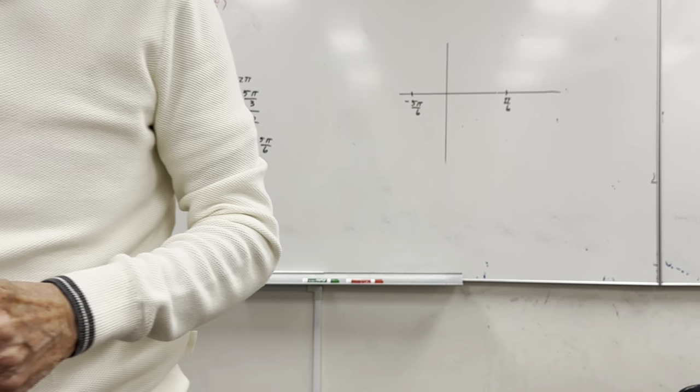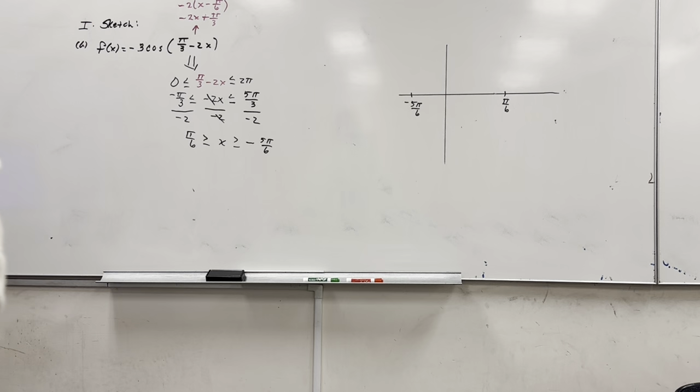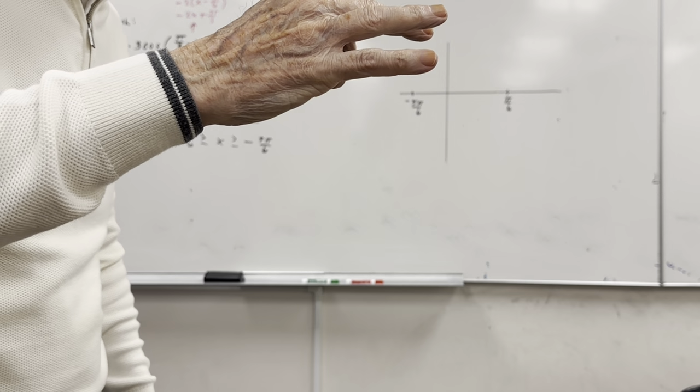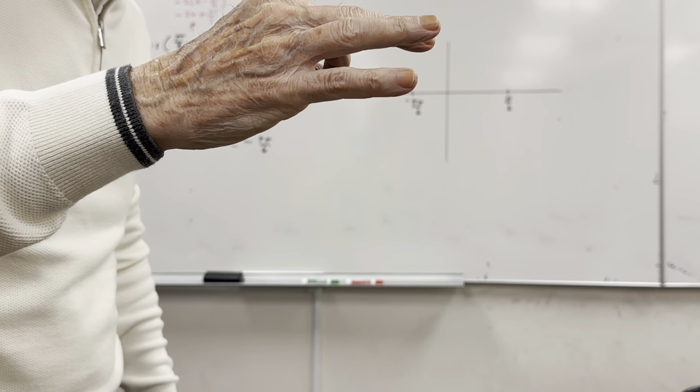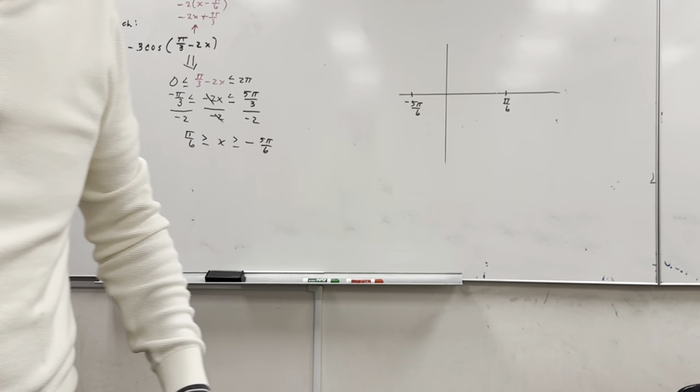Now, how many points should I have altogether? 5. That's what we have for the parent graph. By the way, let me remind you what those points were for the parent graph. You guys probably know it: 0, π/2, π, 3π/2, and 2π. Is that true? So I need 5 points here.